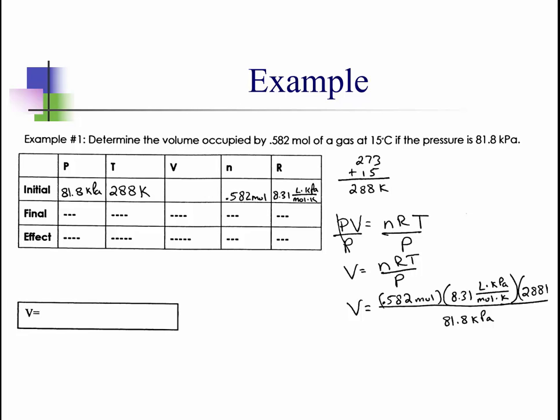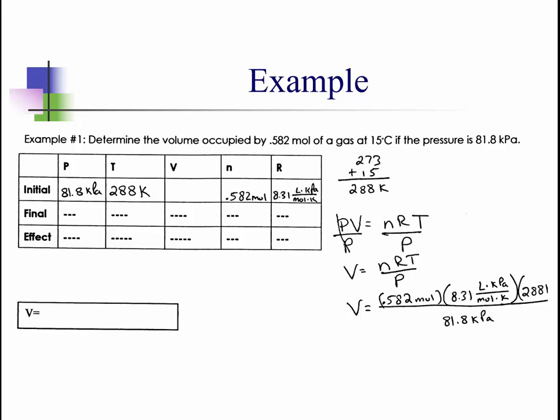Now we want to solve for volume. Since the equation is pretty easy, PV equals nRT, you're going to be solving for P, V, n, or T at some point. All you have to do is divide by the ones you don't need on that side of the equation. So in this case, I want to solve for V, so I divide everything by P. So you get volume is equal to nRT over P.